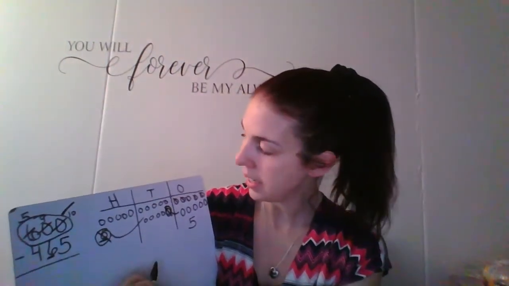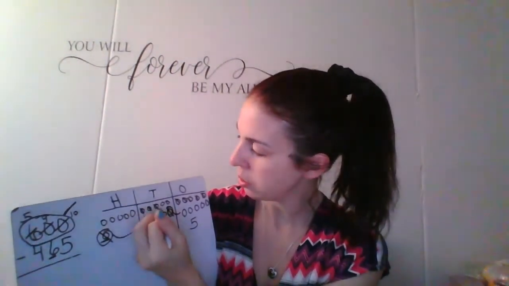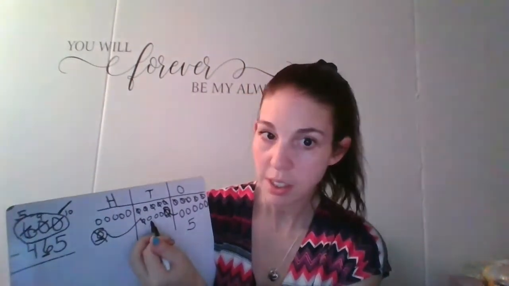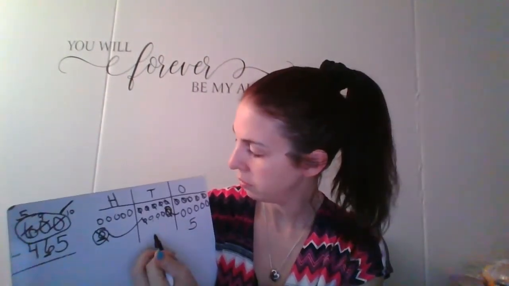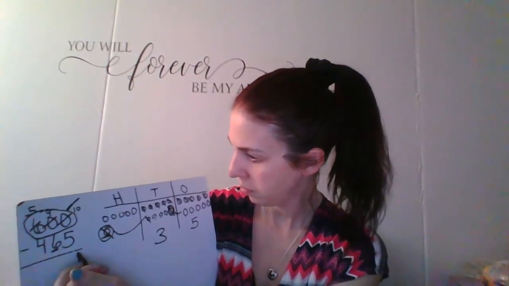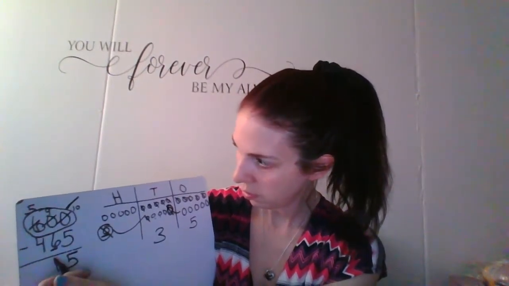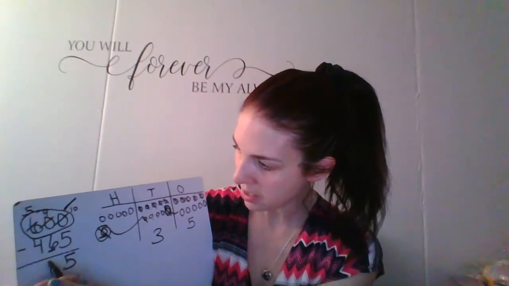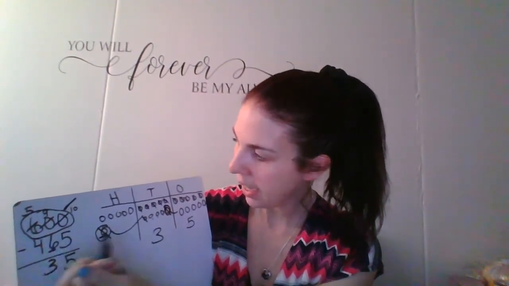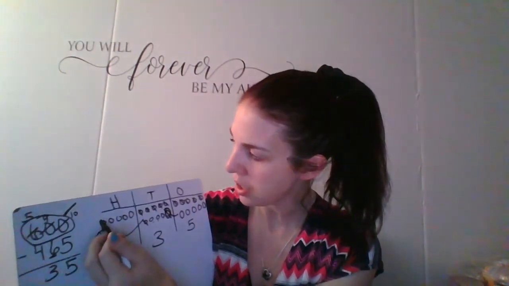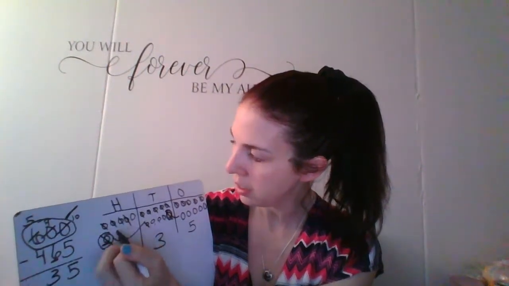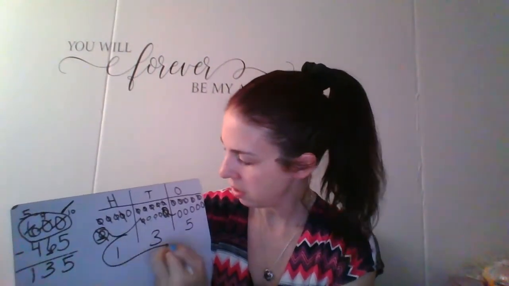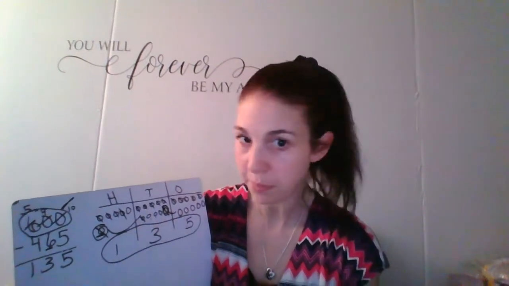When you take away 6 tens, 1, 2, 3, 4, 5, 6. How many tens are left? 1, 2, 3. 10 minus 5 equals 5. 9 minus 6 equals 3. And we need to take away 4 hundreds. 1, 2, 3, 4. How many hundreds do we have left? 1. So here's our answer, 135.